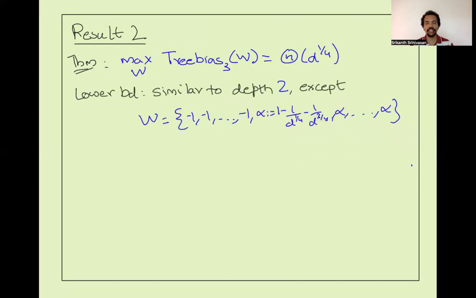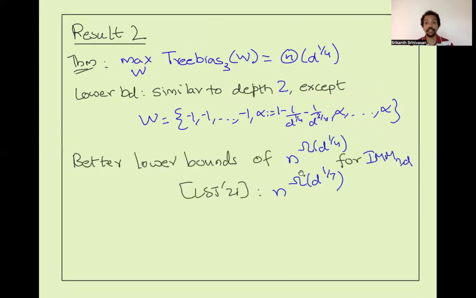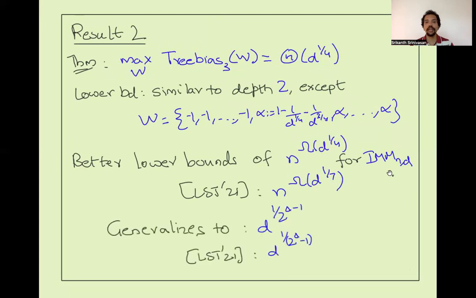Okay. And the lower bound is similar to the depth 2 thing that I told you about. Instead of taking alpha to be 1 minus 1 by square root D, we take something else. In particular, this leads to lower bounds of D to the 1/4 for the iterative matrix multiplication polynomial, which is not known before. It generalizes to larger depths as well, but in a very bad way. Again, the exponent drops exponentially with delta, so it doesn't really yield in general much stronger lower bounds than our previous result. Okay, so that's the lower bound.